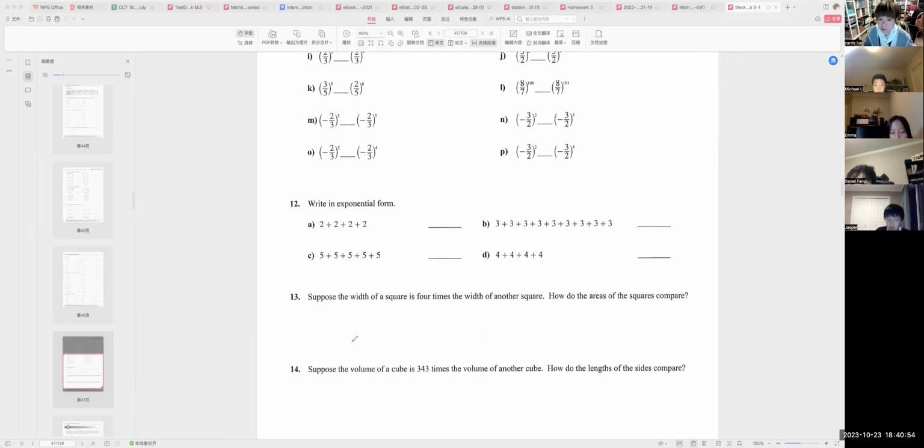Okay, number 14 is something a little bit hard, okay? Everybody, let's take a look at this one. Suppose the volume of the cube is 343 times the value of another cube. So can we just draw a little cube? I know it's not going to be perfect, so something like that. And the other one's like that, okay? But this one's talking about the volume. Correct? When we're talking about the volume, it's like that. Sorry, forget my drawing, it's not really good, okay?